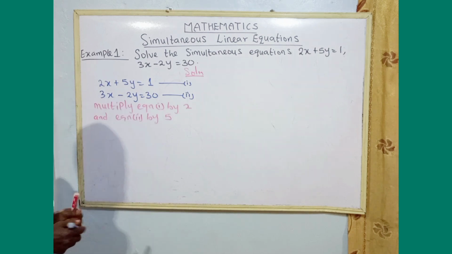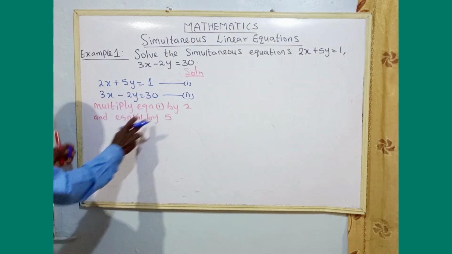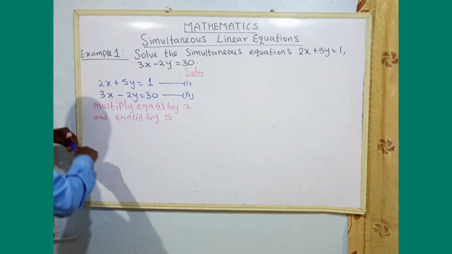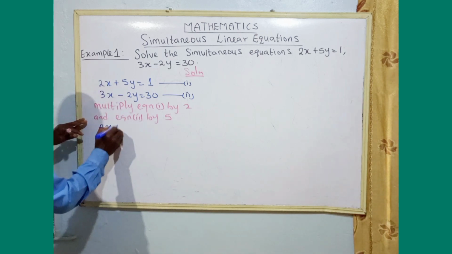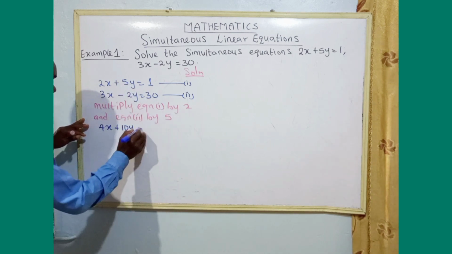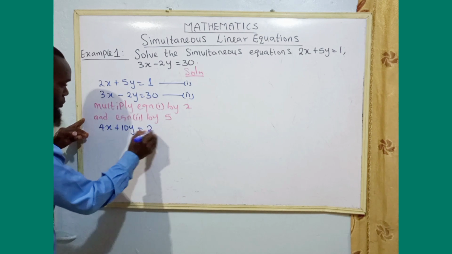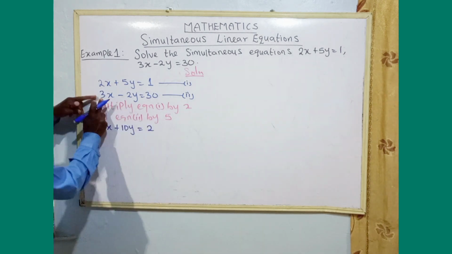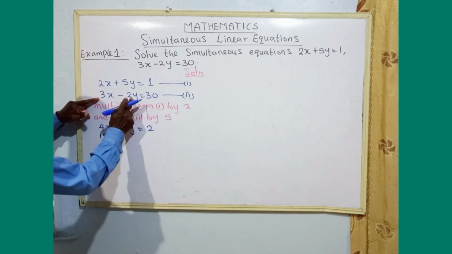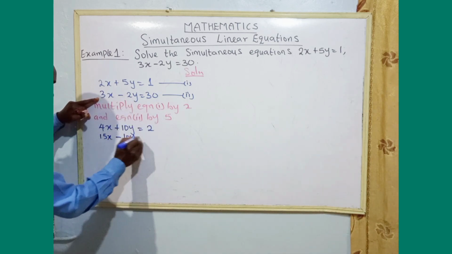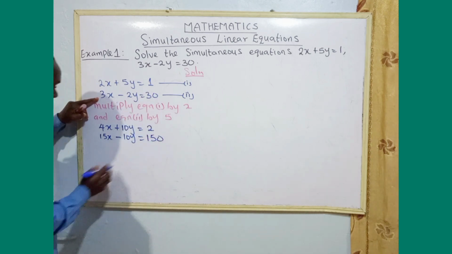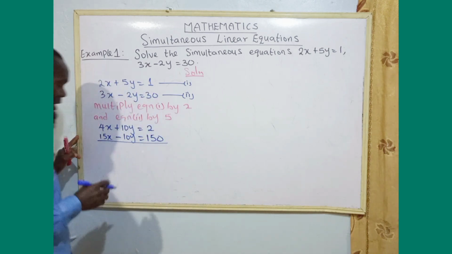So, equation 1, if I multiply equation 1 by 2, I have 2 times 2x, so I have 4x plus 2 times 5y, I have 10y is equal to 2 times 1, I have 2. Then 5 multiplied by 3x, I have 15x, minus 5 multiplied by 2y, I have 10y, equals 5 times 30, I have 150. So that is equation 1 and 2.